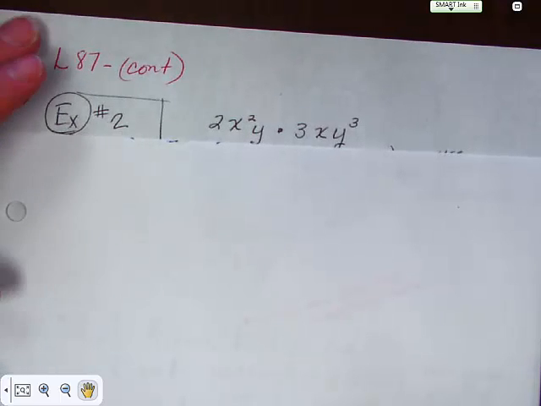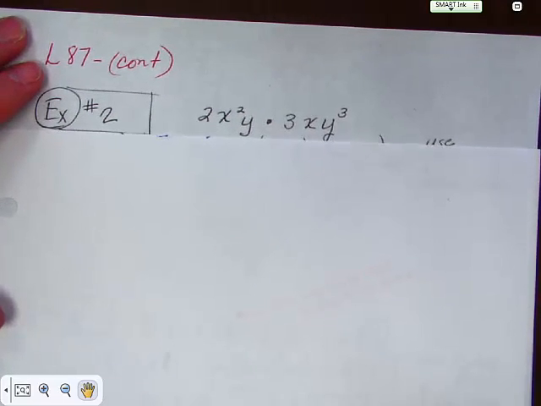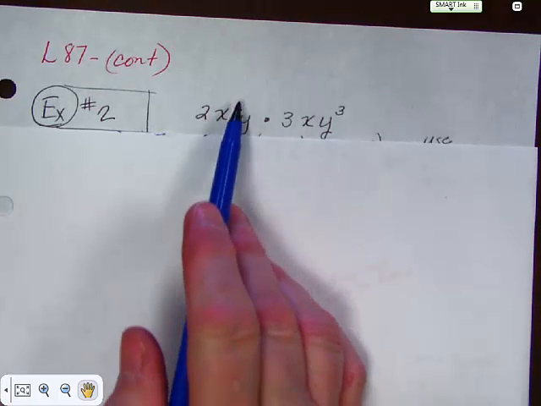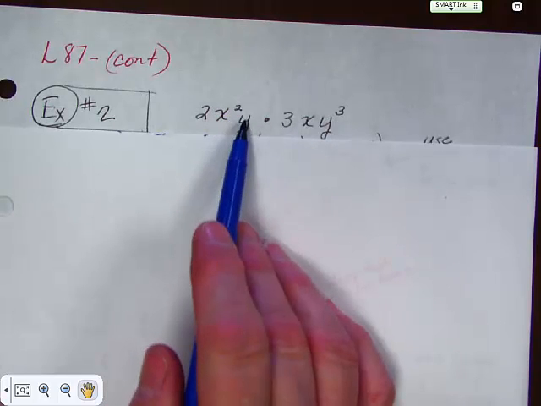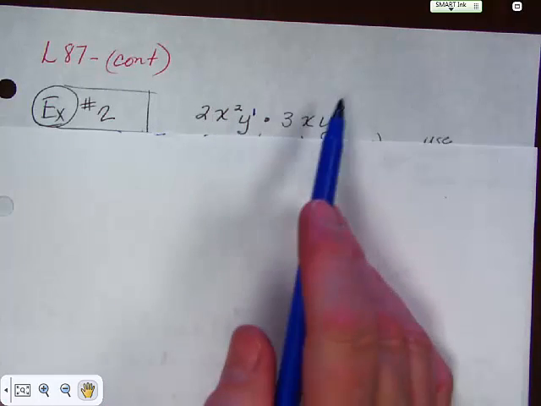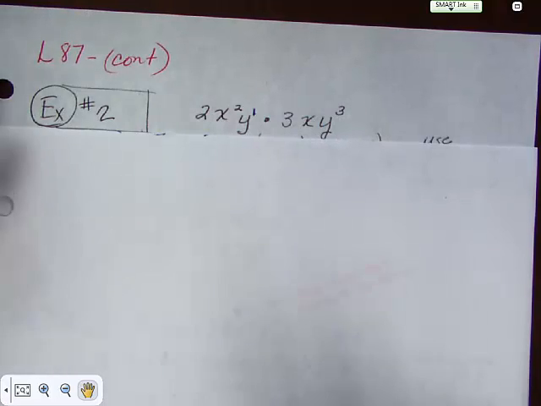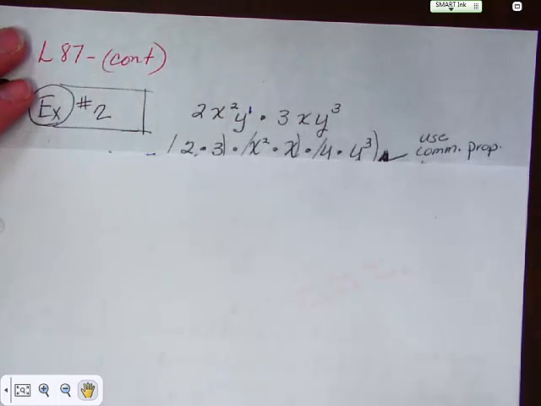2x squared y times 3xy squared. Now, if we were trying to add these, we couldn't do it because this has a 2 and this doesn't. This is x to the first and this is x to the second. There's no way we could add those, but we sure can multiply them, so don't let that get confused.